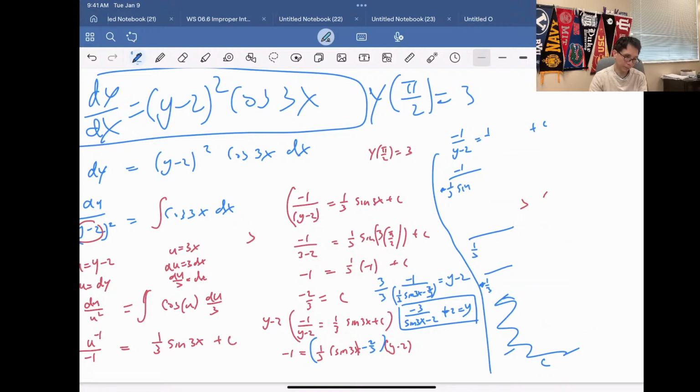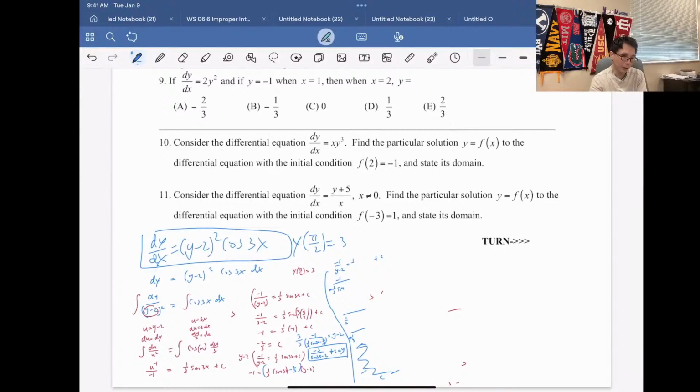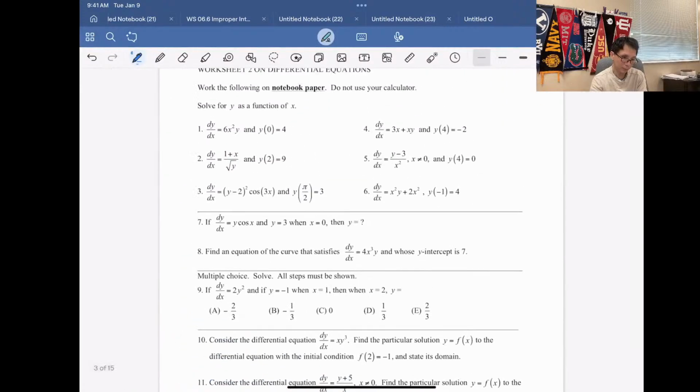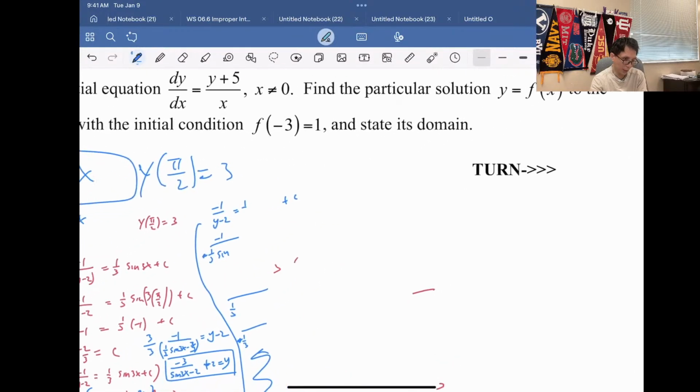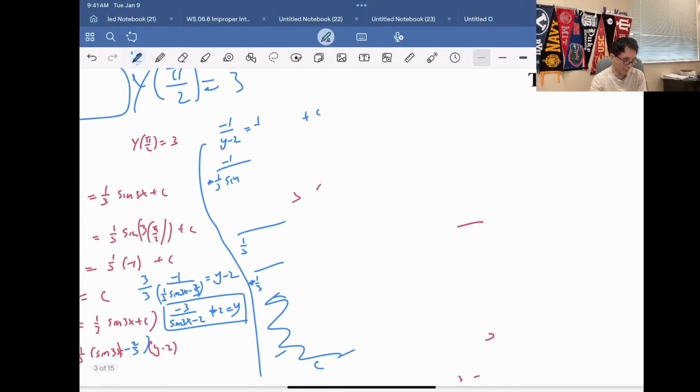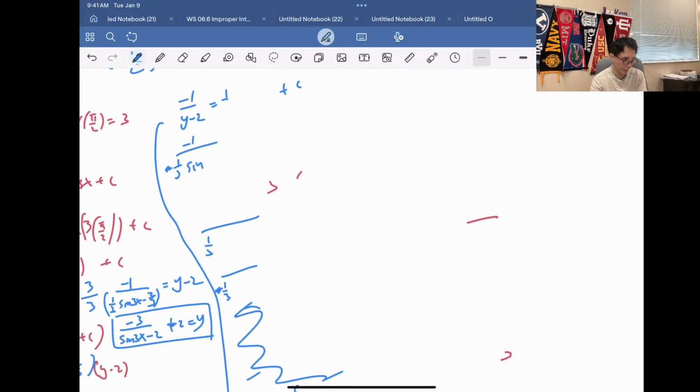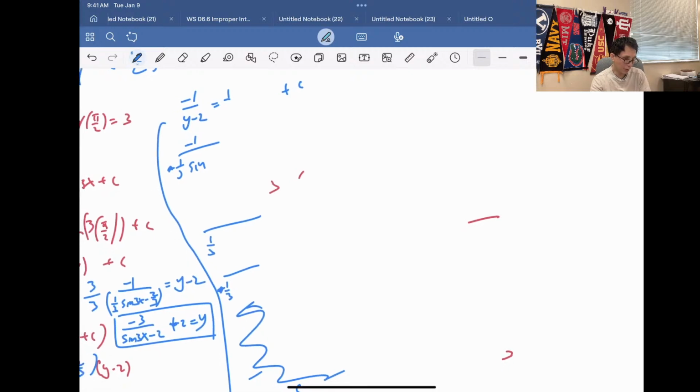Yeah, I got the answer that's on the worksheet, because I have negative sine 3x plus, yeah. Okay, any other question besides this one? Was C 2 or negative 2? C should end up being negative 2 if you did all the way to the end. So it should be negative 3 sine of 2x minus 2 plus 2. Yeah, because I got the answer on here. Yeah, as long as you get an answer on this, fine.